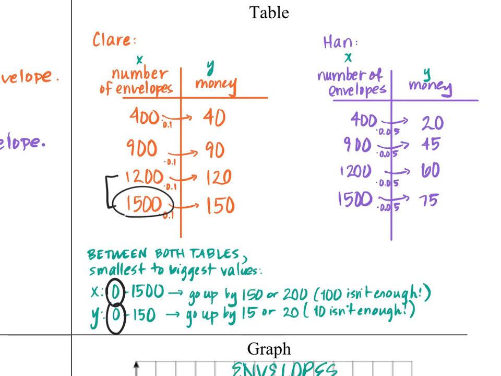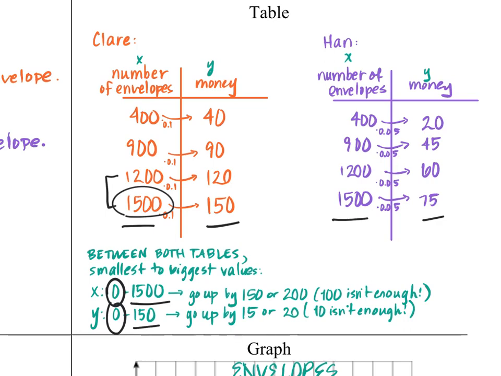And then considering what's the biggest X value in either table, we end both tables with the 1500, so that's going to be our biggest X value. In terms of the Y value, the biggest Y value in looking at both tables is the 150. And then if you look at the graph below on your papers, you see that you have 14 grid lines to spread that 1500 and the 150 across.